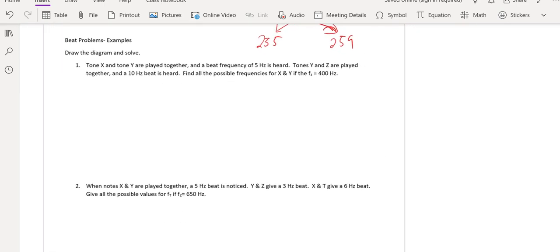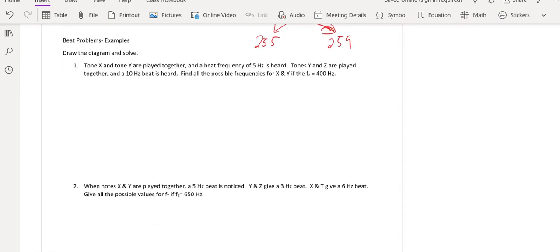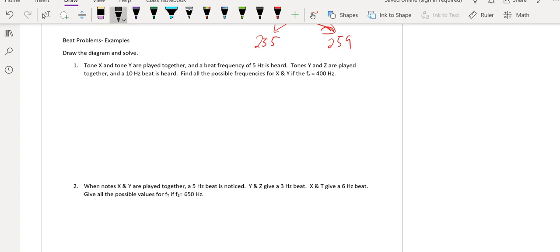Let's take a look at these problems here, and I'll show you how these go. A diagram's helpful. Tone X and tone Y are played together, and a beat frequency of 5 hertz is heard. Tone Y and Z are played together, and a 10 hertz beat is heard. Find all the possible frequencies for X and Y if the frequency for Z is 400. So what we're going to do here is say that Z is 400 hertz. And then when you play Y and Z together, you get a 10 hertz beat.